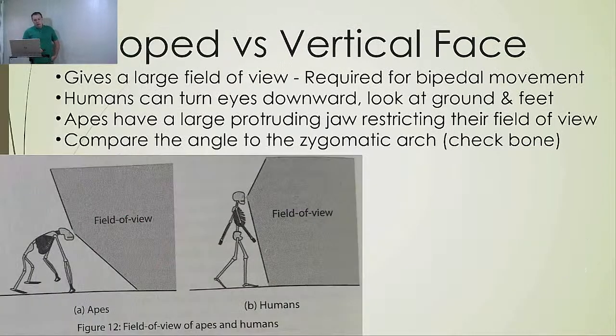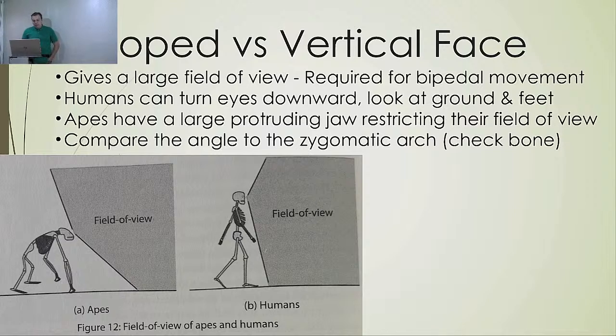Sticking with the skull, the sloped versus the vertical face is another difference. Now, in humans, we have a very flat face for the most part. We can see right in front of us, but we also can bend our eyes down and look down at our feet. Feel free to try this out at home. You can look around and see without actually moving your head, just by moving your eyes, and you can see right where your feet are going to be.